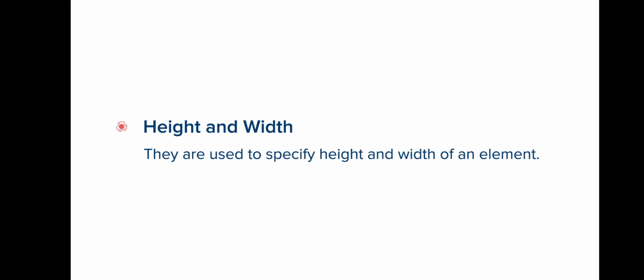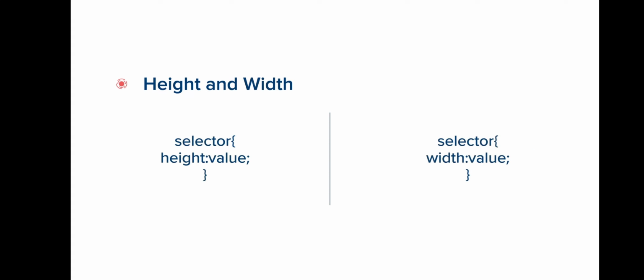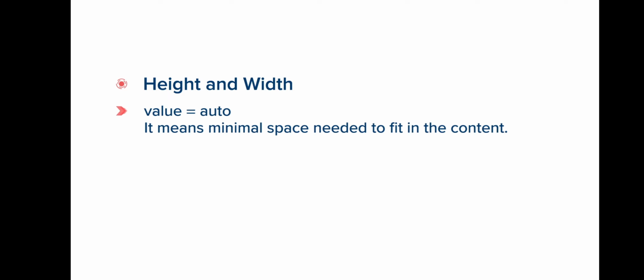These properties are used to specify the height and width of an element. Again, to specify them for any element, the syntax is simple. We just need to write the name of the property followed by the value. We can enter the value in any length units. But note that height and width have one more possible value, that is auto. Auto value means the minimal space needed to fit in the content.